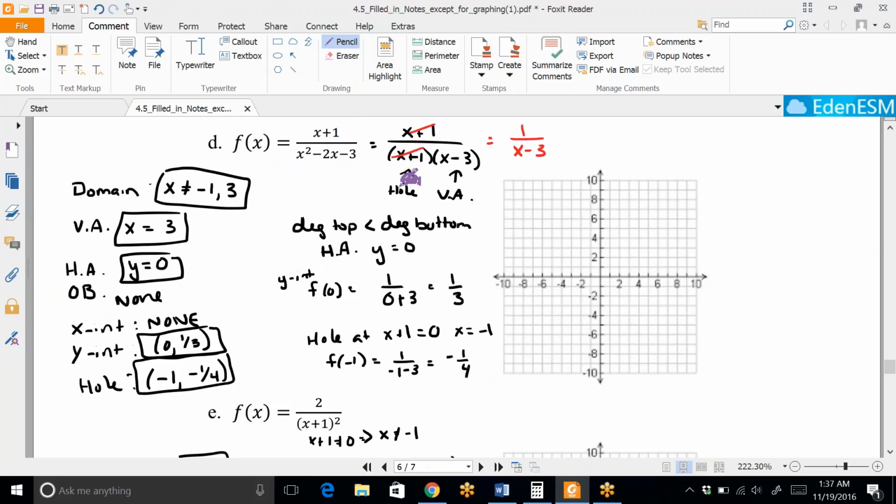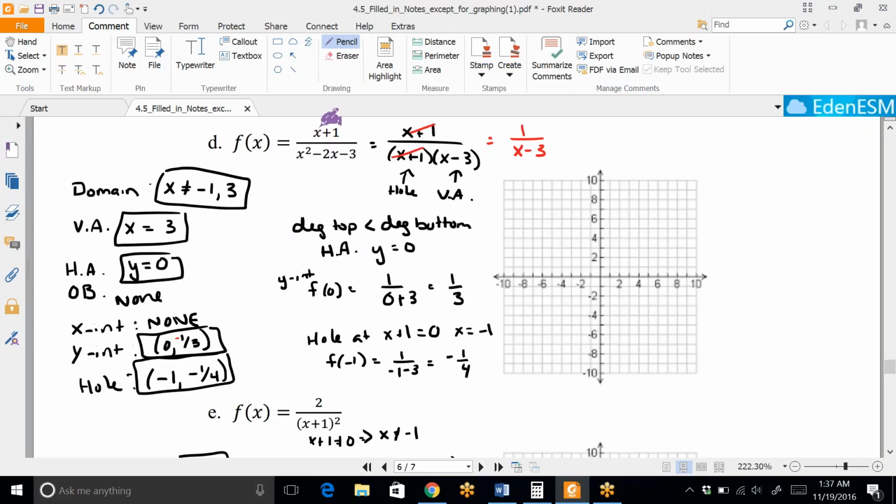which means there's a hole, and the rest of the part in the denominator will be a vertical asymptote. So the domain errors are both of the values, -1 and 3, but x equals 3 is the vertical asymptote, and we have a hole at -1, because x plus 1 equals 0 would give me -1. We plug that into the reduced function and get 1 over -1 minus 3 equals -1/4. If you cover up all the x's at the beginning, you see that your y value is 1 over -3. That's your y-intercept, so that should be negative.